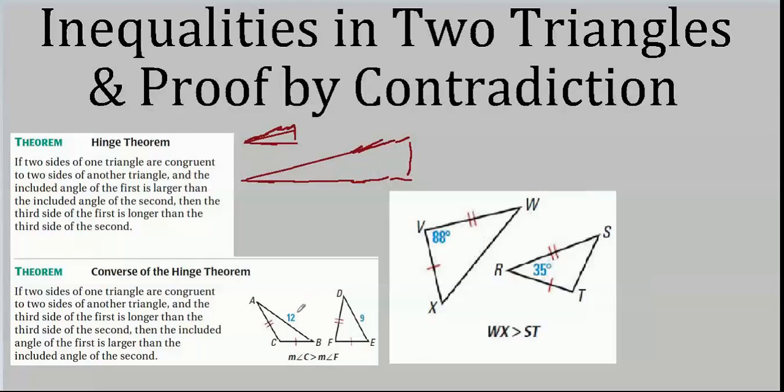is that the largest side would be opposite the largest angle. In other words, ACB is larger than DFE. Why? Because the 12 is bigger than 9, and because these two legs are congruent. That is an extremely important part of this. If these two legs are not congruent, none of this means anything.